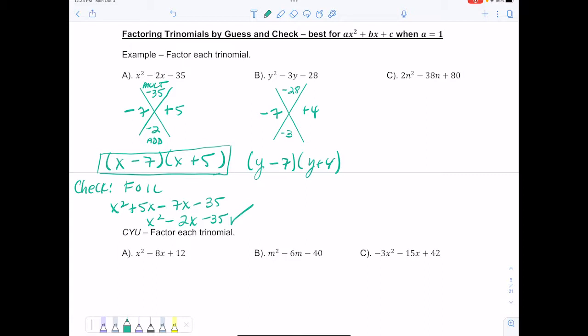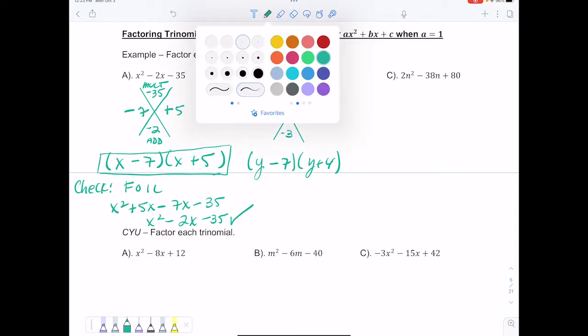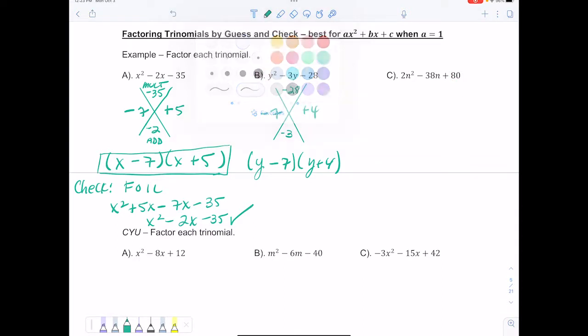In letter C, we have 2n squared minus 38n plus 80. If you notice, the coefficient of n squared, your squared term, is not 1. Looking at this, you can see that there's a greatest common factor that you can pull out. You always want to look for greatest common factors. A and B didn't have any greatest common factors, but C does because 2 divides into each of these terms. So my greatest common factor here is 2.